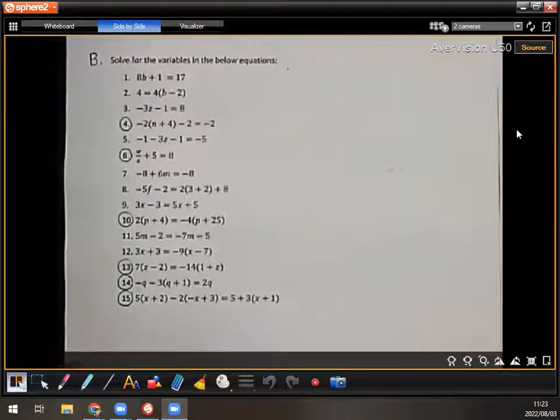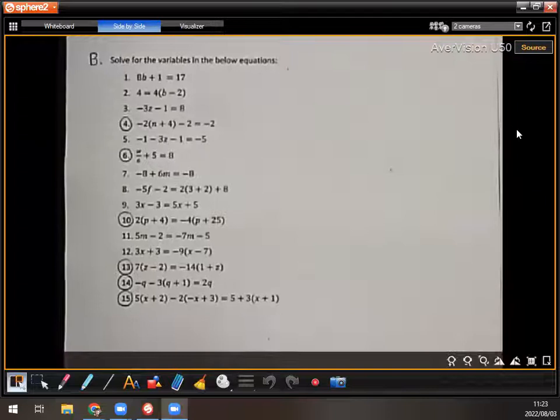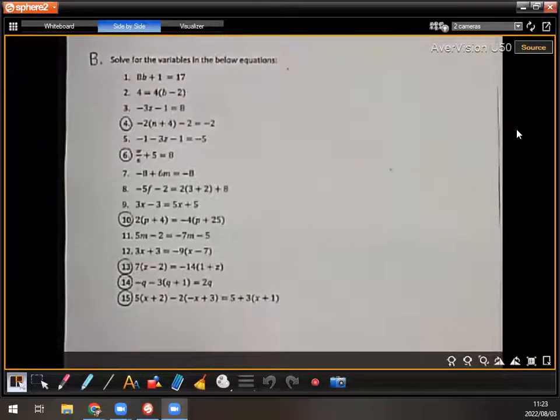So guys, is everyone clear with what you're doing? If you want to do all of them, that's good. It'll give you more practice.